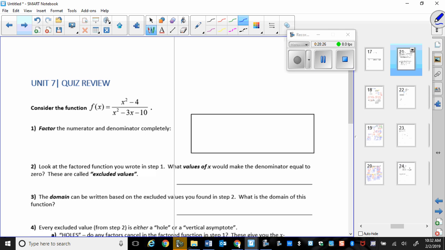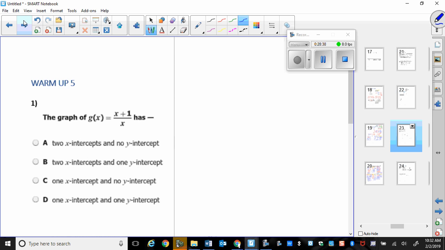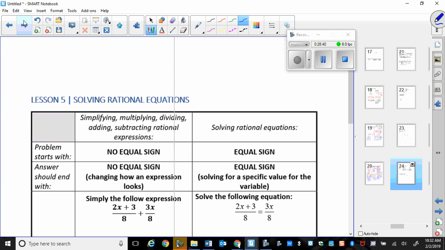The next portion that you'll have to be concerned with is being able to prepare for the quiz. And after that, we have the review, and then one last portion is just solving rational equations, then the review, and then the test.